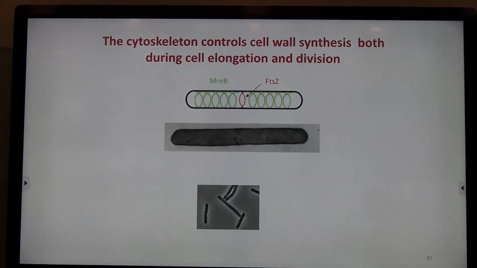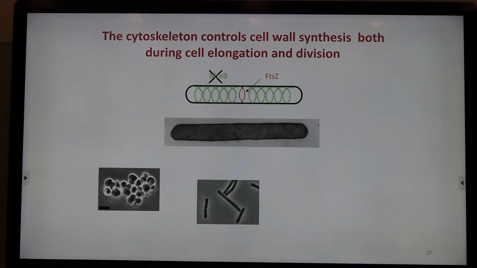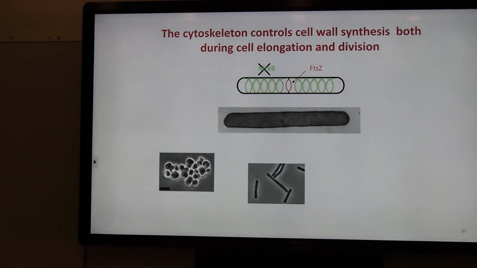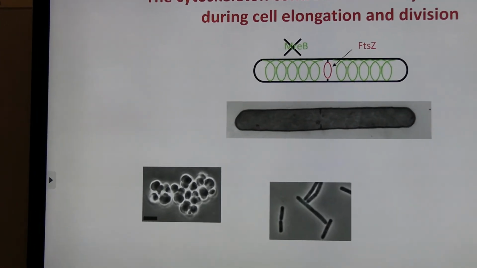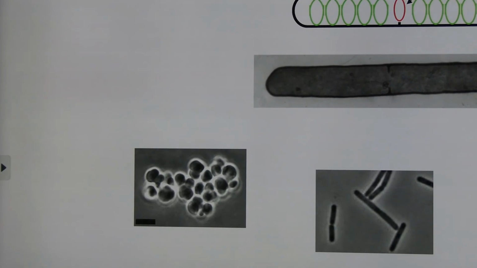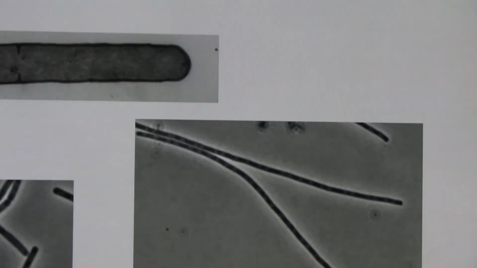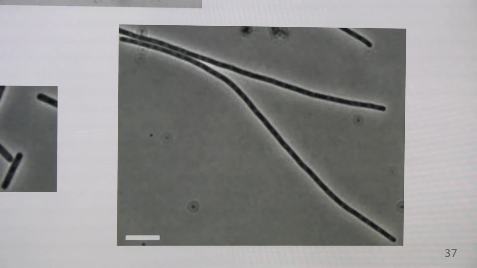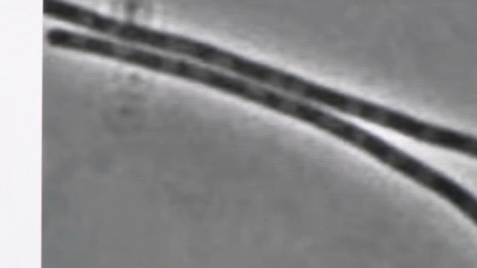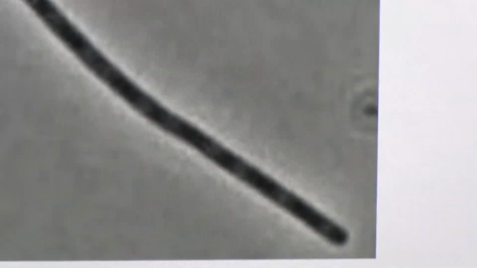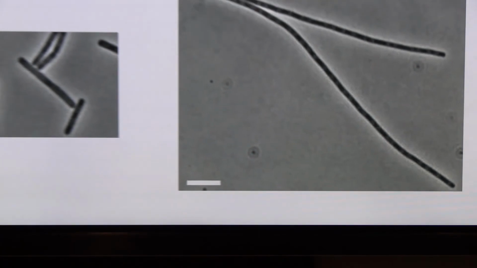But what happens if MreB is blocked? Then you can see that the cells cannot make cell wall during elongation, and cells become progressively shorter and fatter before they eventually die. And if there's a deletion of FtsZ, well, not a deletion, but a block, a kind of knockdown, cells can no longer divide, but they continue to grow longer, forming very long filaments that eventually become unstable, and the cells again lyse and die.